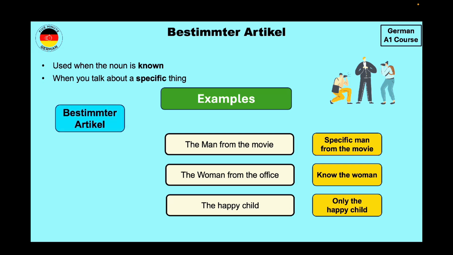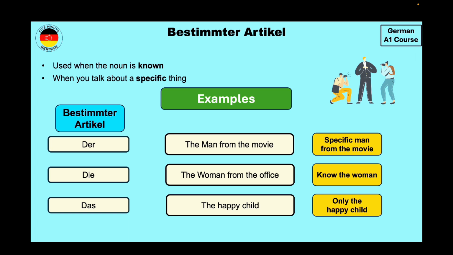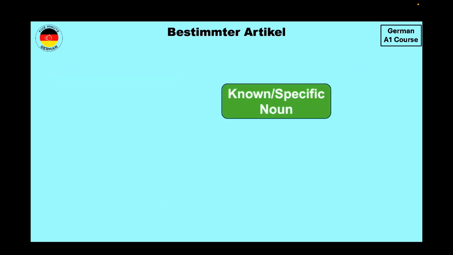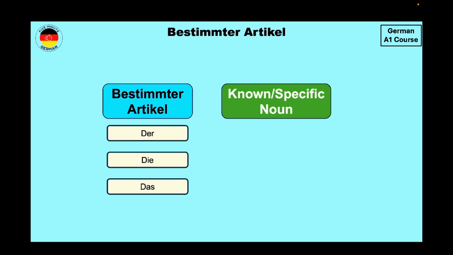That's why we use the bestimmter article, which will be der for the masculine case, die for the feminine case, and das for the neutral case. And with the noun, they will become der Mann, die Frau, or das Kind. So we learned that whenever the noun is known or specific, then we will use the bestimmter article with it. And the bestimmter articles are der, die, and das.